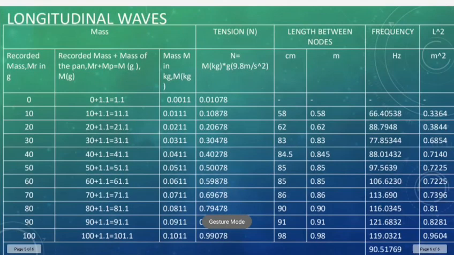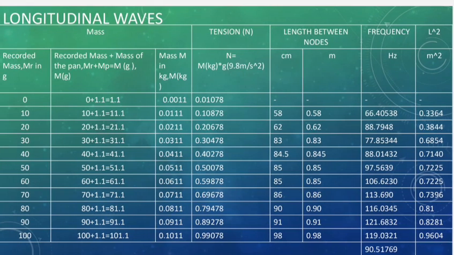Going on to the second part, that is the tabular column for longitudinal waves. The first four columns will be the same, that is mass and tension will remain the same. And the next is length between nodes. We record the length between nodes for longitudinal waves. So we have 58 centimeter, which we have converted to meter, that is 0.58 meters.